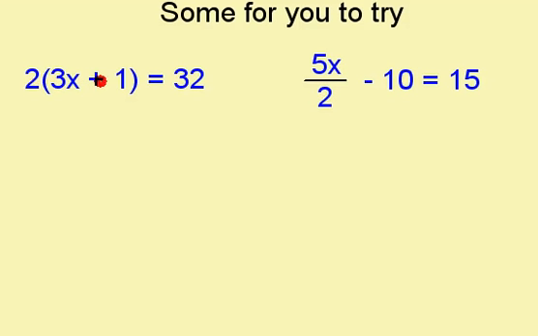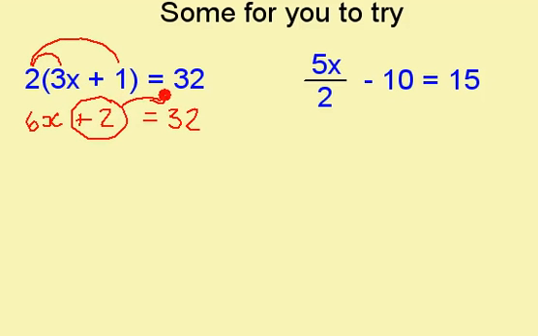So on this question, we need to multiply out the brackets first. 2 times 3x is 6x, and 2 times 1 is 2. Then we're going to float and ping the +2. It's going to become -2, so we've got 6x equals 32 minus 2 is 30. Then the 6 is going to go down the escalator, so we've got x equals 30 over 6, which gives me 5.